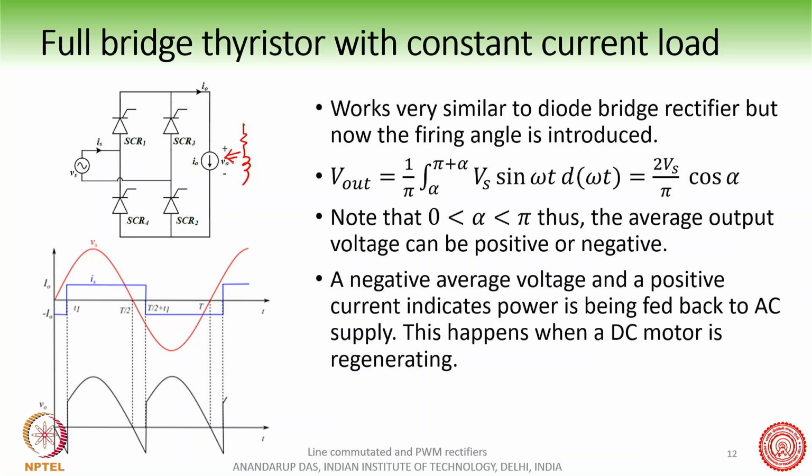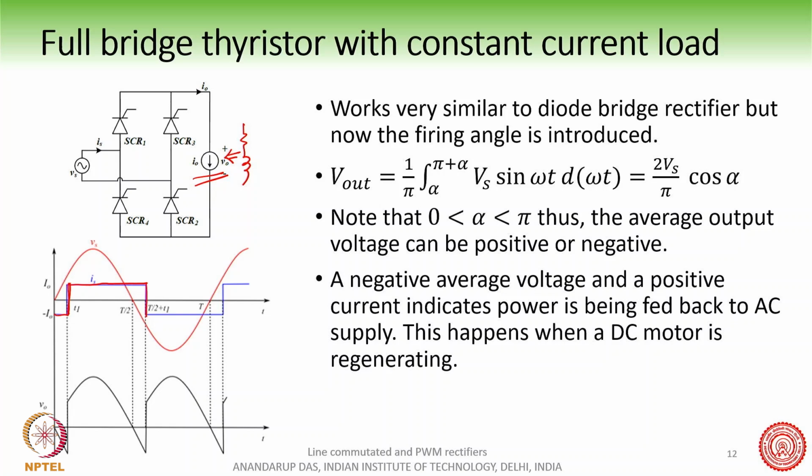But this RL load of the motor, the time constant can be several hundreds of milliseconds. So in that case, the load current does not change appreciably over one fundamental AC cycle, and therefore we can replace the RL load with a constant current load. If you have a constant current load, then the waveform of the current becomes like a square wave.